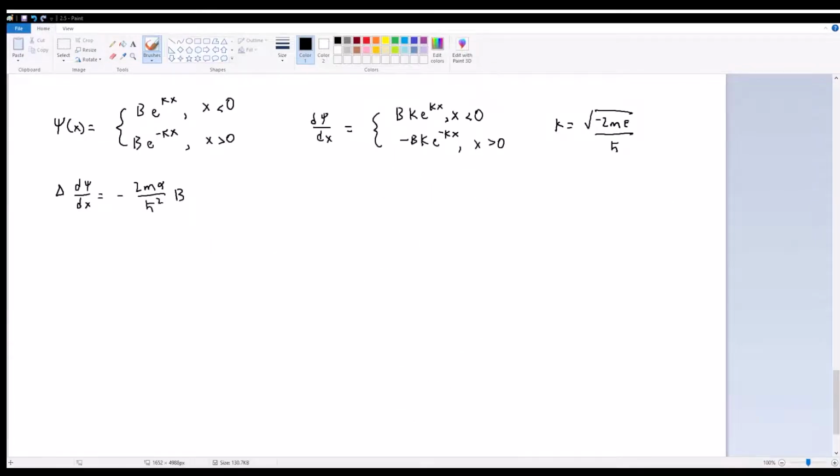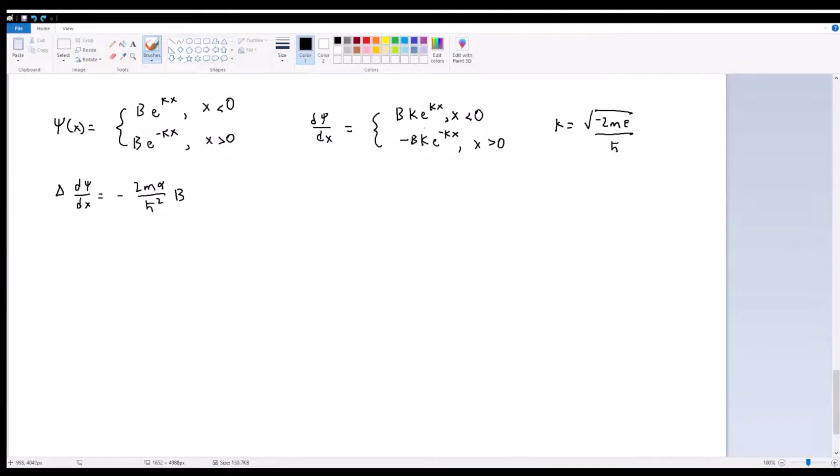All right, now to finish everything up, let's do a quick wrap up. So we have the definition for psi of x, we have what the derivative of psi of x looks like, we have the definition of k, and we have this requirement that the derivative of psi with respect to x has to be discontinuous by this amount. So we can link this to k, and we can find the general formula for the energies if we recognize what this term looks like at the border.